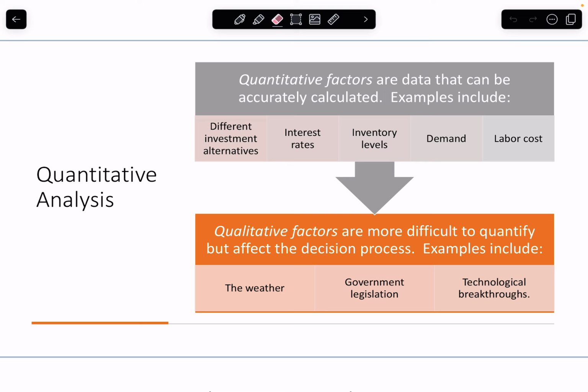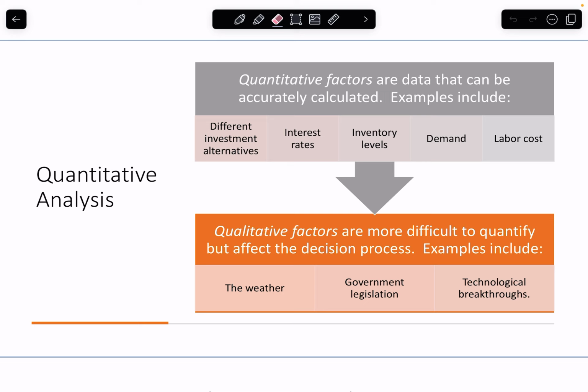The other one would be government legislation. There might be some legislations which prohibit the use of certain materials in the production, so it could affect as well the decision that I need to arrive to.